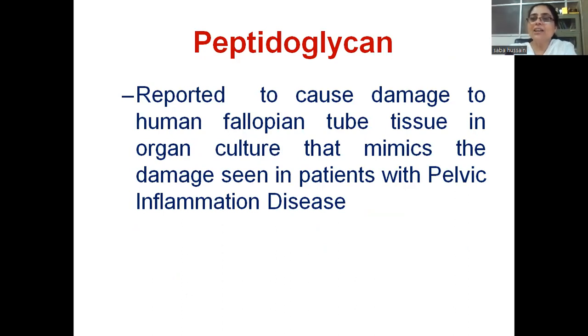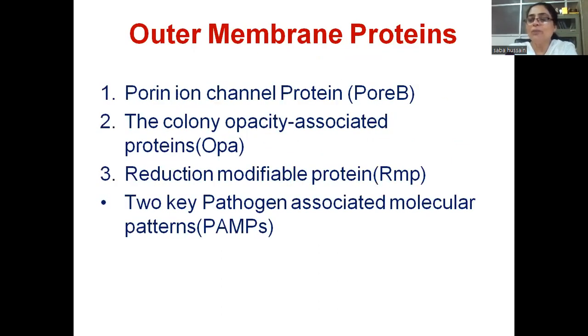And this, in the lab, is reported to cause damage to human fallopian tube tissue in organ culture. This whole system mimics the damage which is seen in patients with pelvic inflammatory disease. So peptidoglycan is also playing a role.